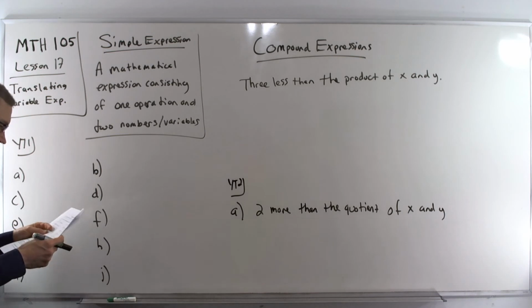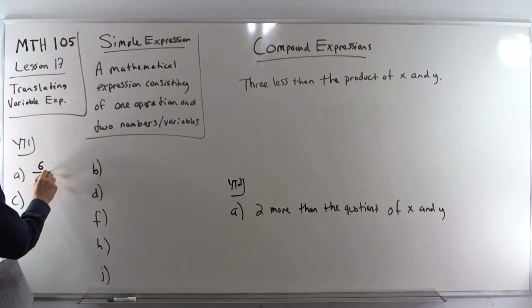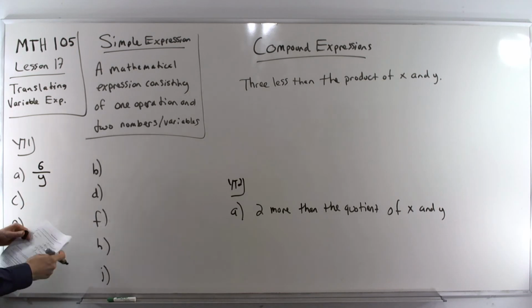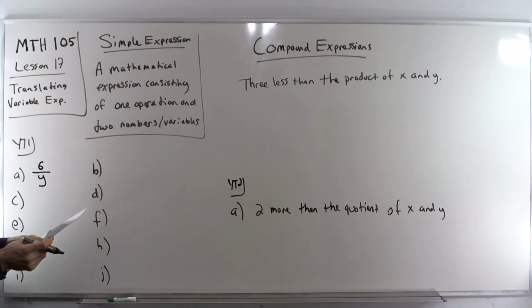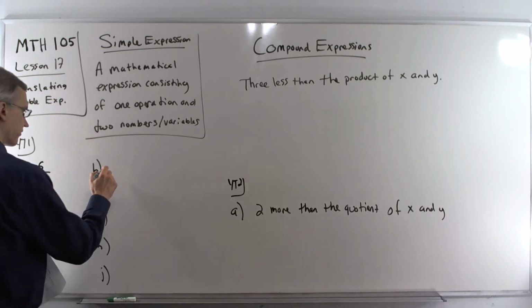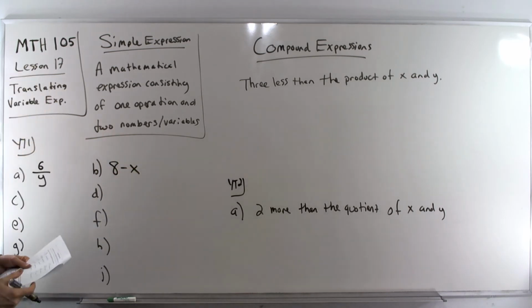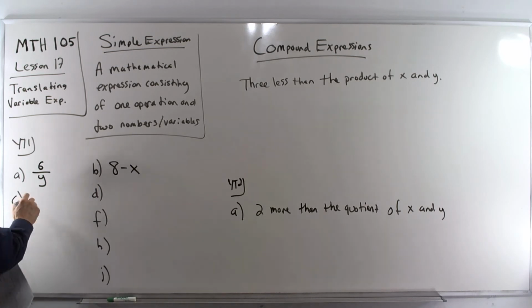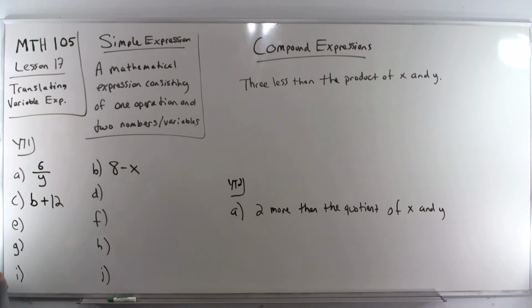So for A, we got the ratio of 6 and y. Ratio is division. First thing mentioned is the 6, then the y, so 6 over y for part A. B, the difference between 8 and x. Difference is subtraction, so 8 minus x. C, b increased by 12. Increased by is addition, so we're going to increase b by 12, so add 12 to it. B plus 12.